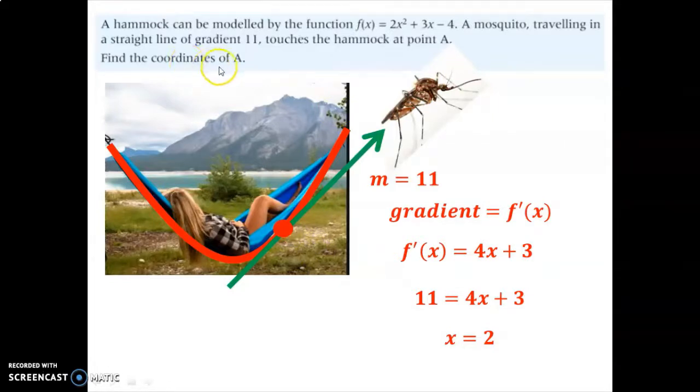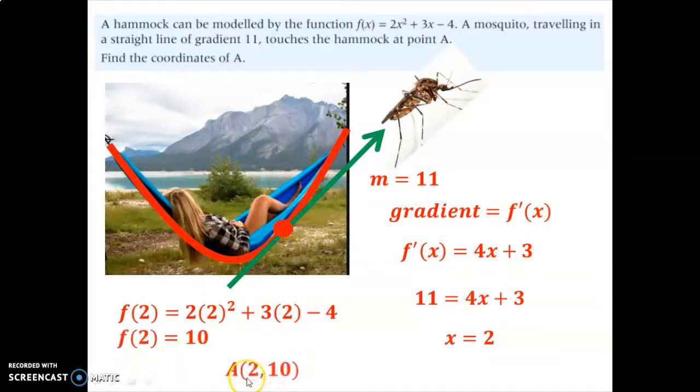Great, but here it says find the coordinates of A. So now we have the x value, but we need the y value of that point as well. When we have any point and we have an equation like we have here, we can just put that x value into that original equation and we can find the y value. So let's do that now. f of 2. Again, we're not putting in the gradient function, we're putting in the original function to find the y coordinate. Put 2 in there, and we get a y value of 10. So that means point A has x coordinate 2, y coordinate 10. Strange problem, but I hope you understood the process there.